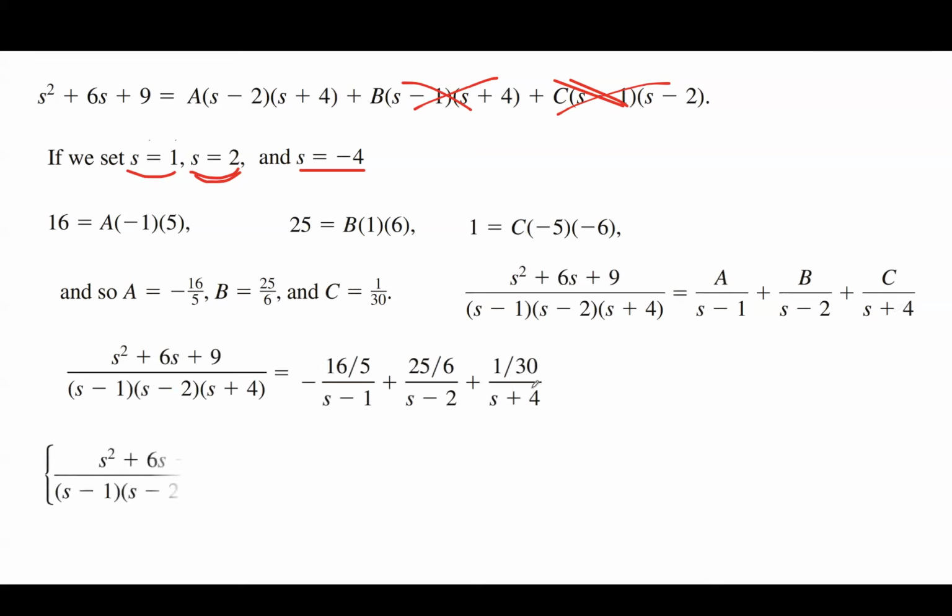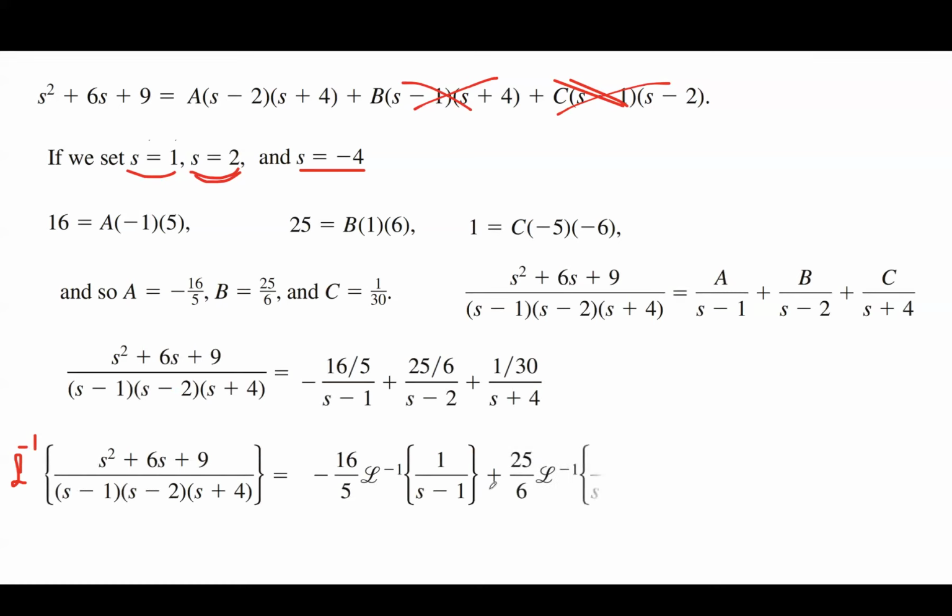Now you have (s squared plus 6s plus 9) divided by (s minus 1) times (s minus 2) times (s plus 4) equal to that sum. Here we are taking the inverse Laplace of the quantity on the left-hand side. So you can basically write it this way. You get negative 16 over 5 times the inverse Laplace of 1 divided by s minus 1, plus 25 over 6 times the inverse Laplace of 1 divided by s minus 2, plus 1 over 30 times the inverse Laplace of 1 divided by s plus 4.